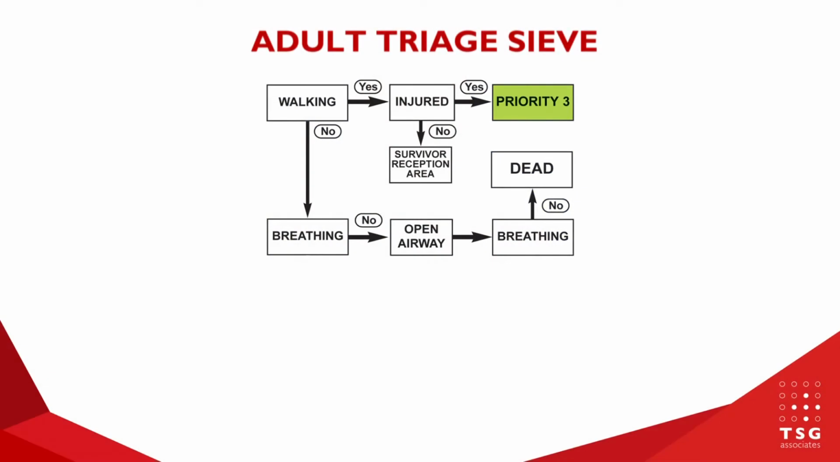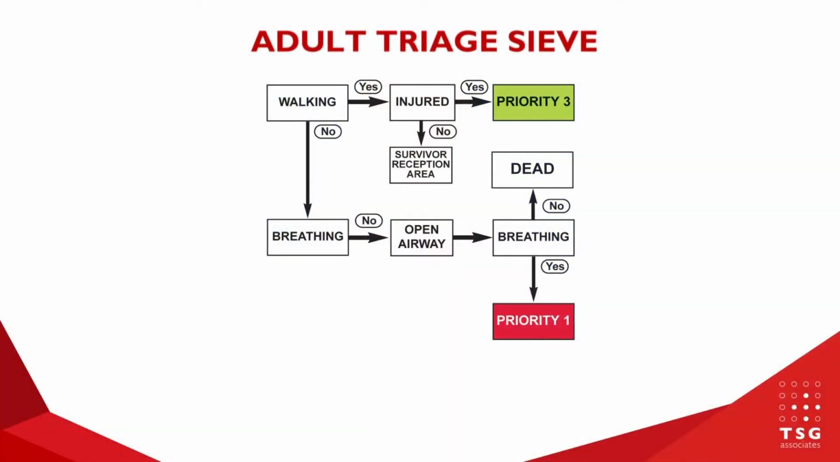Our next assessment is breathing. If we come across a patient who is not breathing, we need to open their airway using a simple manual manoeuvre. Your healthcare professional will cover this later in the treatment section. If the patient starts to breathe when we open their airway, assign them a priority 1 and attach a red label. If there is no breathing after we have opened an airway, we need to accept that this patient is dead.